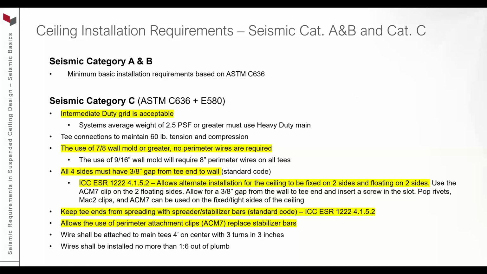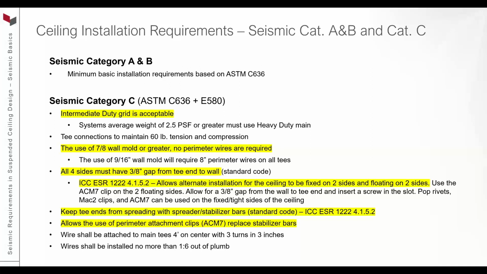And so I'll read through this, highlighting a couple of the key points, and then in the subsequent slides, we'll start seeing some of the ceiling details. So for category C, intermediate duty is acceptable. If your ceiling is over a certain weight, you will need to bump up to heavy duty grid, but for the most part, intermediate duty grid is fine. And then it states that you need to use 7/8 inch minimum wall mold or greater, and there are no hanger wires required at the perimeter.